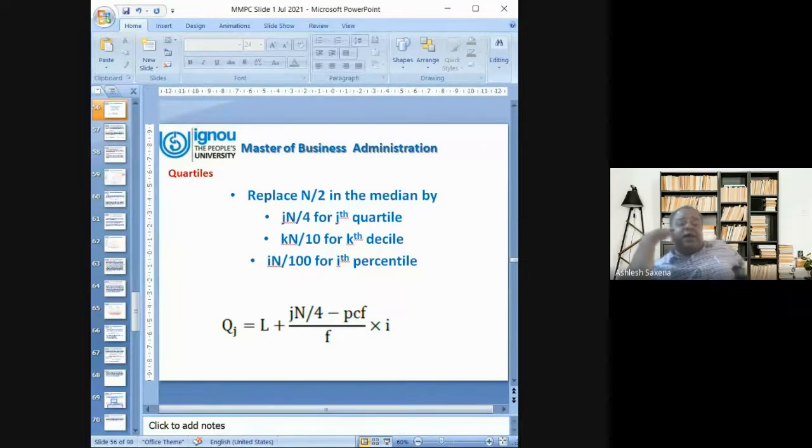I am talking about quartile deviation, so here I will not be calculating Q2, the median. I will be calculating Q1 and Q3. Look carefully at the formula: Qj is equal to L plus (j n by 4 minus PCF) upon F into I. You know what PCF is, what F is, what I is and what L is. Now, when I do quartile deviation, I will be using the formula in terms of Q3 and Q1.